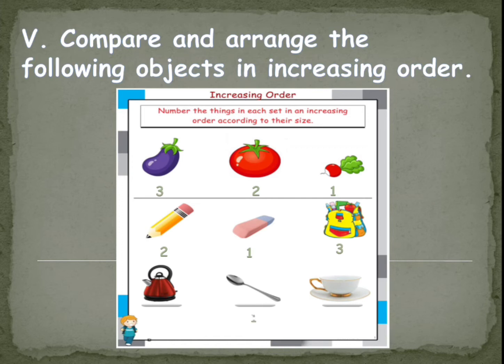So spoon is the first one. Increasing order we are writing. Then you have cup, then you have kettle. So in this way you have to compare and arrange the things. Okay children, this is your fifth bit.